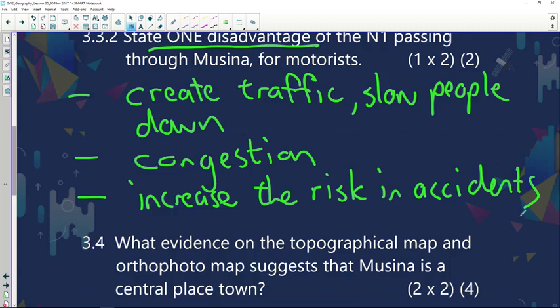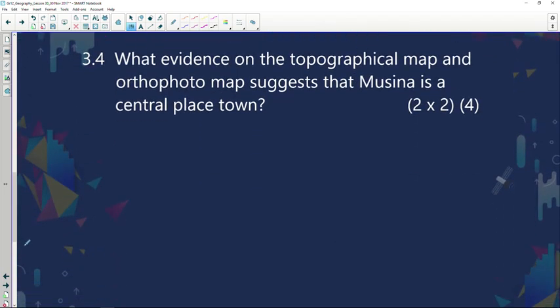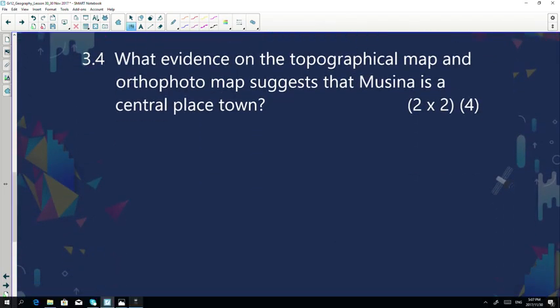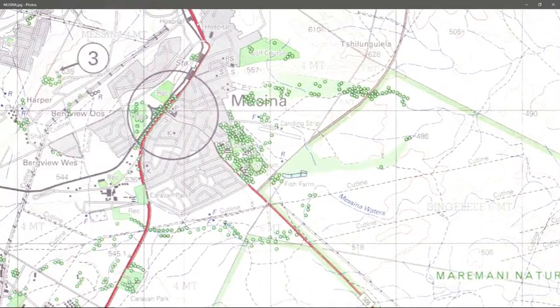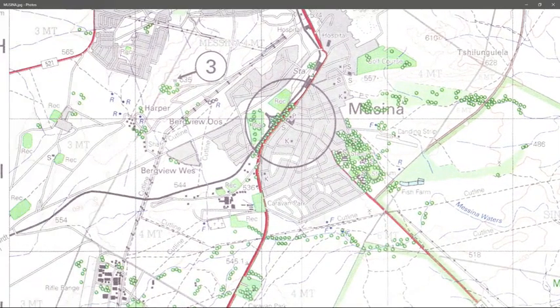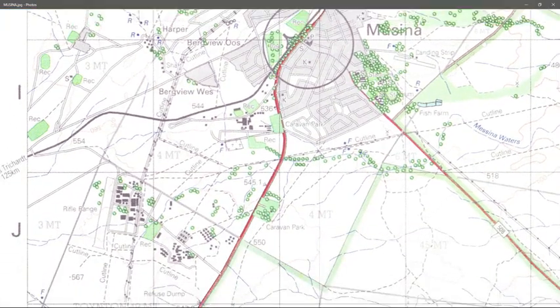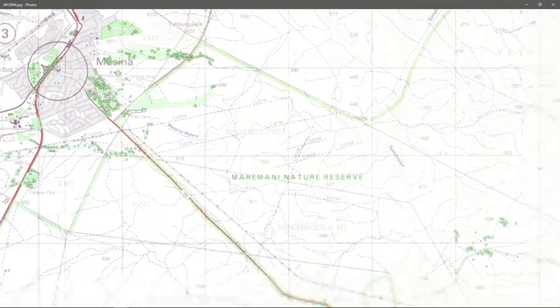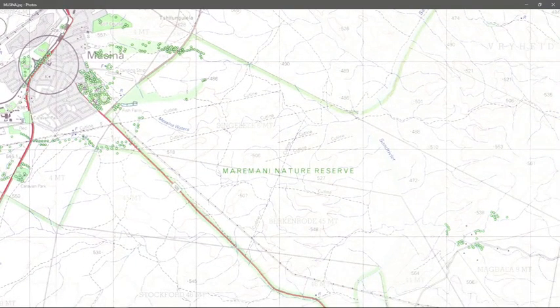Now, if you look at question 3.4: what evidence on the topographical map and orthophoto map suggests that MUSINA is a central place town? Now, let's just quickly go to the map. Now, in the surrounding area, there's MUSINA. It consists of a post office, police station, caravan park, recreation areas. There's a rifle range. Now, look at the surrounding areas. It's mostly rural areas. So a central place town provides the surrounding rural areas with goods and services.